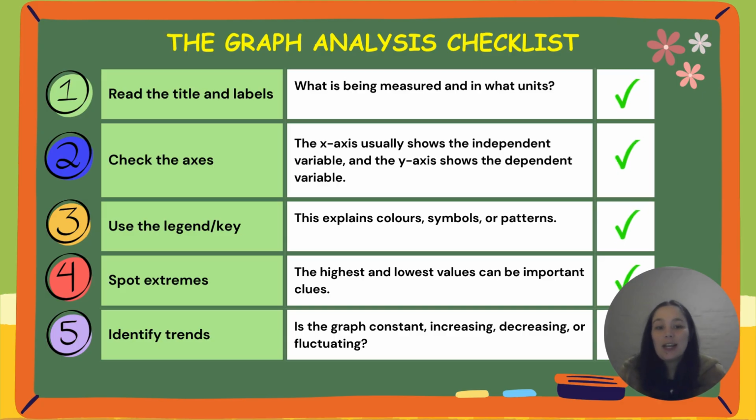Number 2, check the axes. The x-axis usually shows the independent variable, and the y-axis shows the dependent variable. Number 3, use the key. This explains the colors, symbols, or patterns. Number 4, spot extremes. The highest and lowest values can be important clues. And lastly, number 5, identify trends. Is this graph constant, increasing, or decreasing?